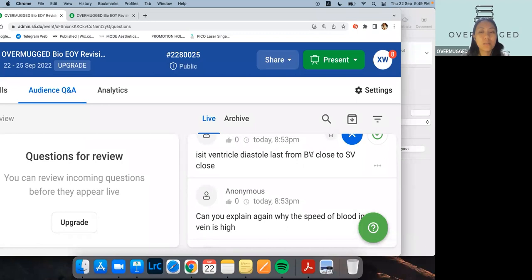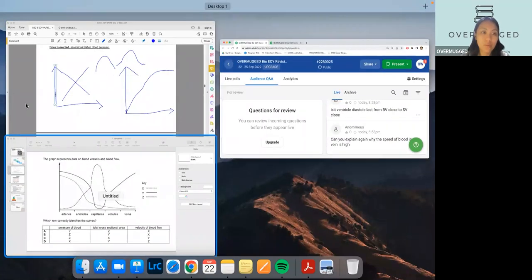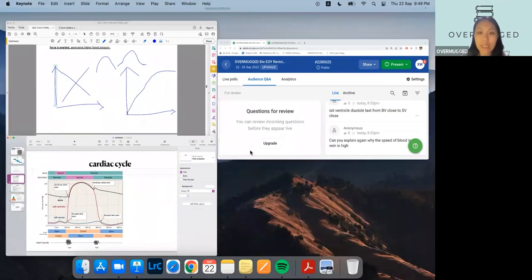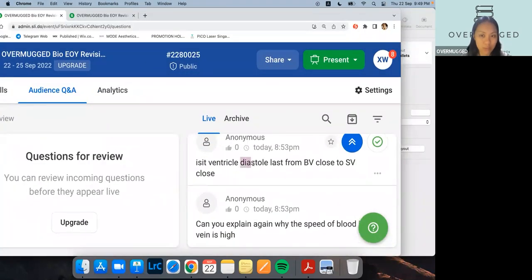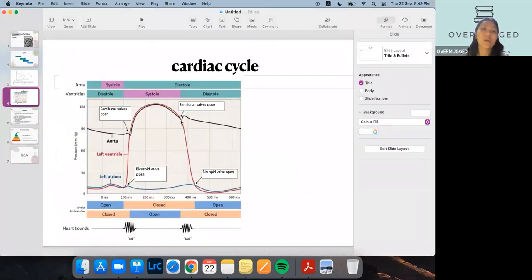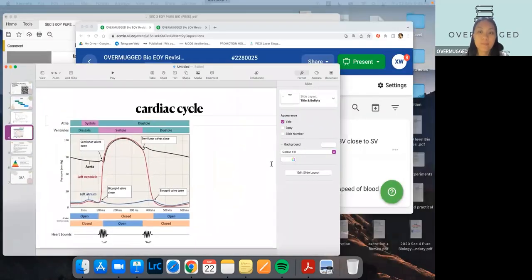What is this? Bicuspid valve to semilunar valve. Just refer to the graph. Ventricular systole lasts from close to close. Yeah, you're right. I don't remember this, but you look at this graph. It starts from here. It ends here. So yes, you are right. Ventricular systole is contraction, right? Maybe your question has a typo. Ventricular systole lasts from bicuspid valve close to semilunar valve open, of course.